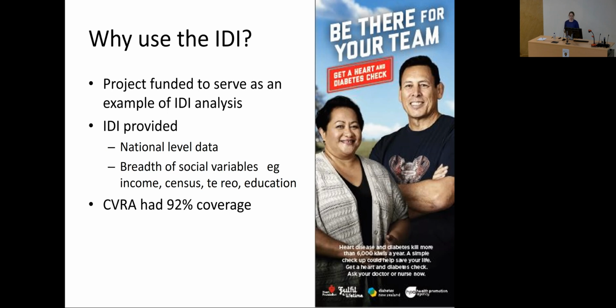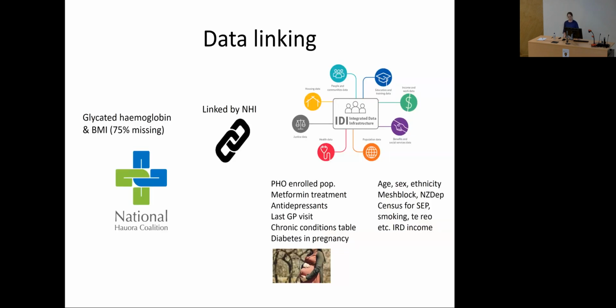So in the PHO, where this study focuses, there was a 92% coverage of that particular assessment, which basically means we've got a lot of HbA1c test results that we can look at and how they've changed over time. So this is the data linkage.